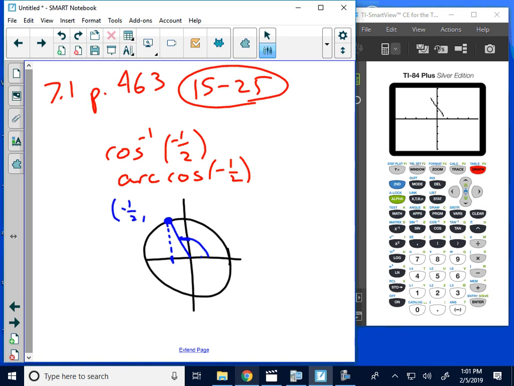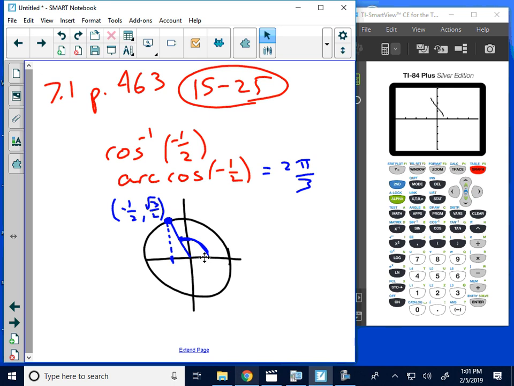I don't care about the square root of 3/2. But what is this arc? Answer: 2 pi over 3. If you know your unit circle, these problems are pretty easy. Okay, so there's some arc cosine problems. Let's try some arc sine problems.